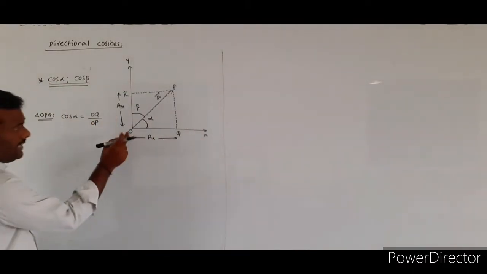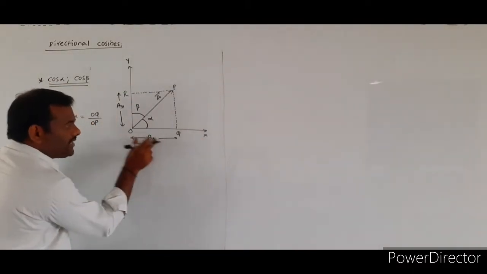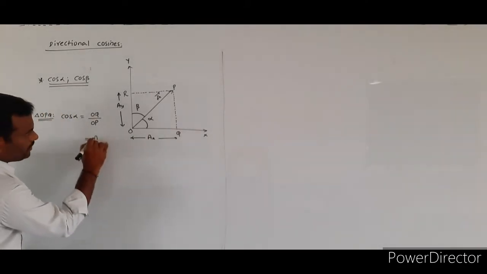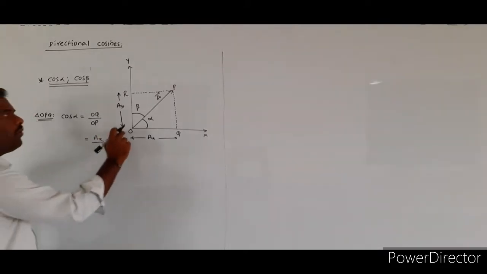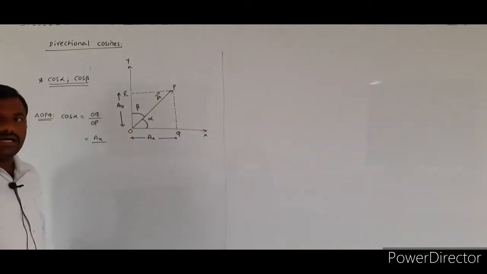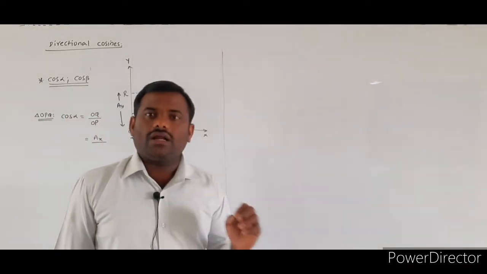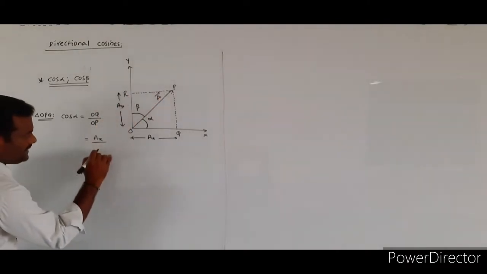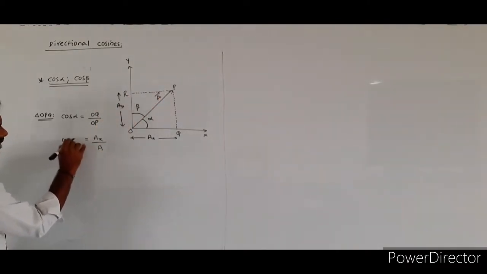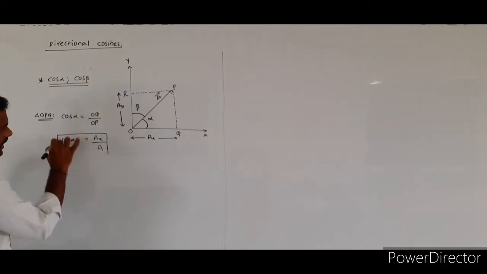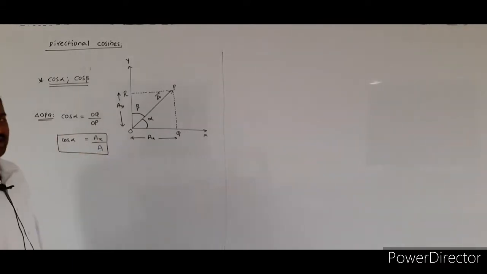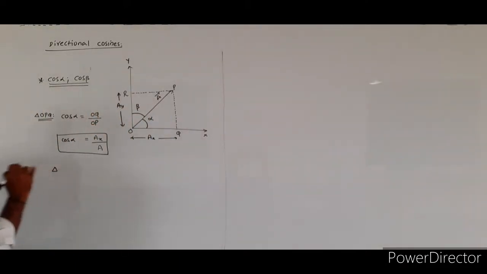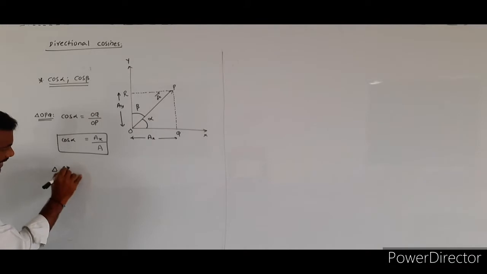Now, in the place of OQ, its magnitude value is equal to AX only. Therefore, in the place of OQ, I will write AX. OP gives the magnitude of the given vector A bar, which will be represented by A. Therefore, cos alpha is equal to AX by A.